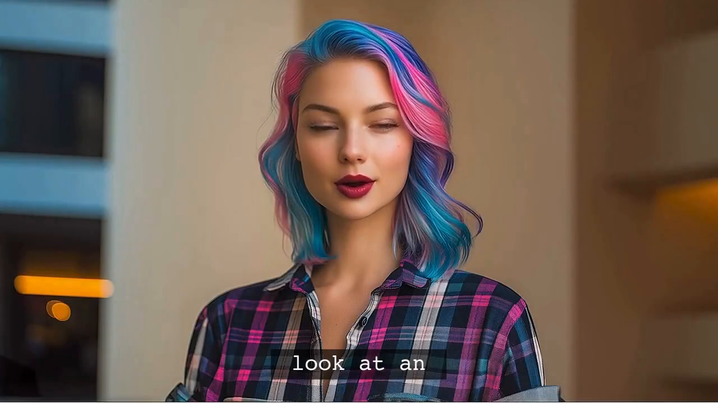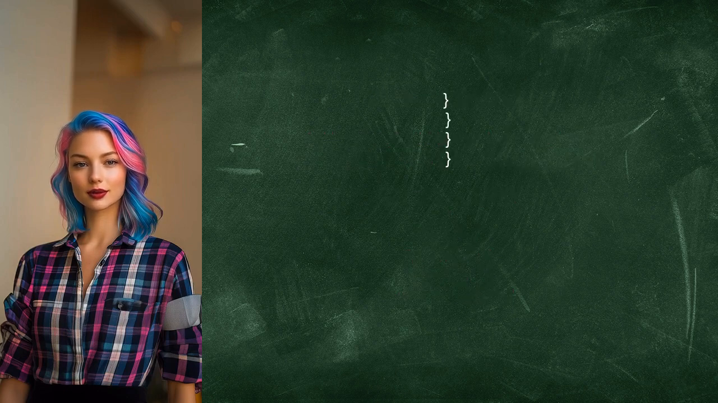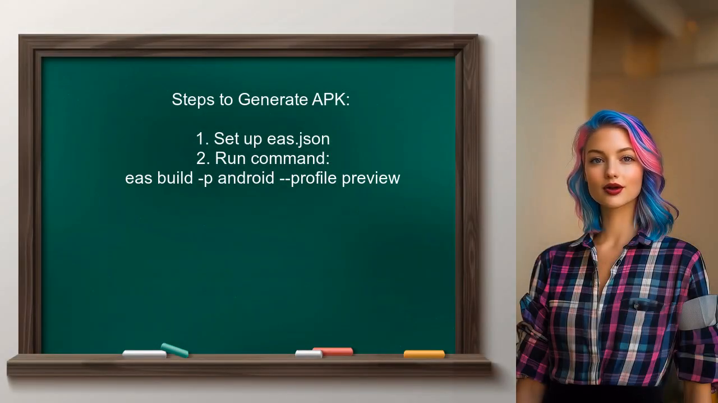Let's take a look at an answer from another user. An alternative approach from another user suggests using the new EAS Build system instead of the deprecated Expo build. They recommend modifying the eas.json file to specify the build type for Android. To generate an APK, you need to run the command eas build -p preview after setting up your eas.json file.